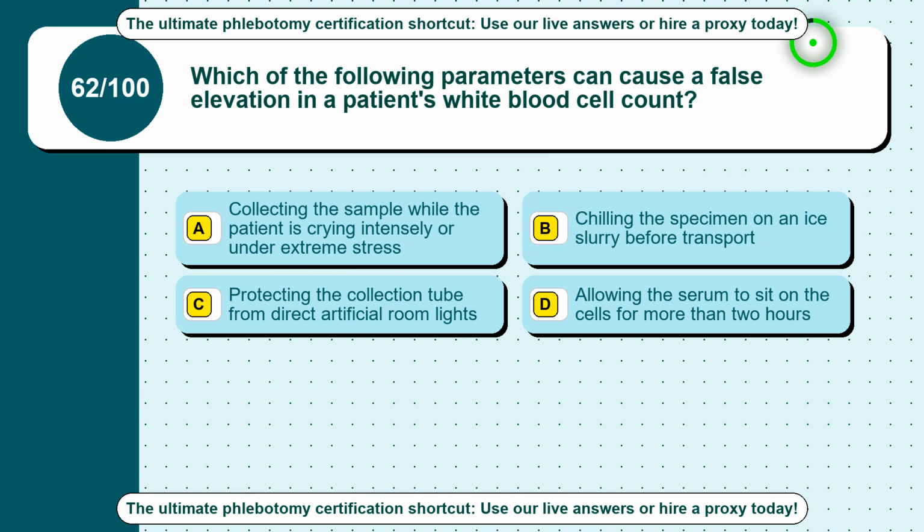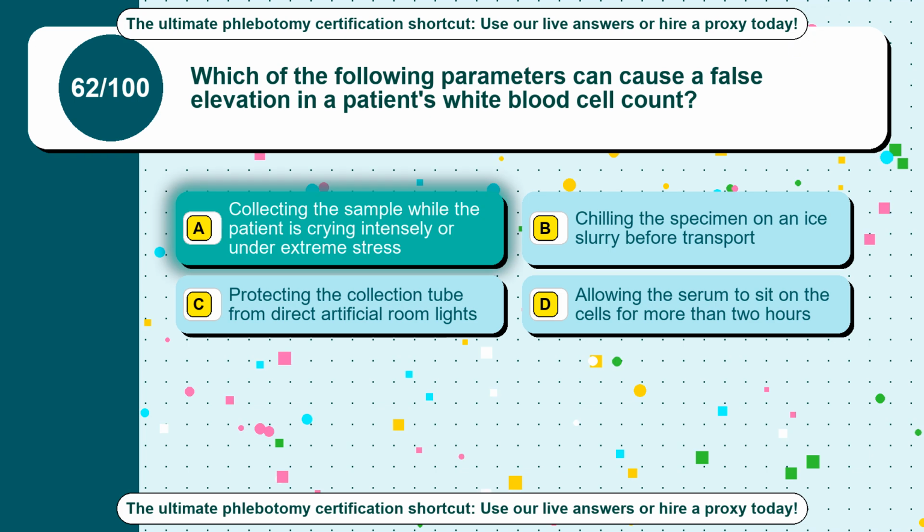Question 62. Which of the following parameters can cause a false elevation in a patient's white blood cell count? Option A, collecting the sample while the patient is crying intensely or under extreme stress. Option B, chilling the specimen on an ice slurry before transport. Option C, protecting the collection tube from direct artificial room lights. Option D, allowing the serum to sit on the cells for more than 2 hours.